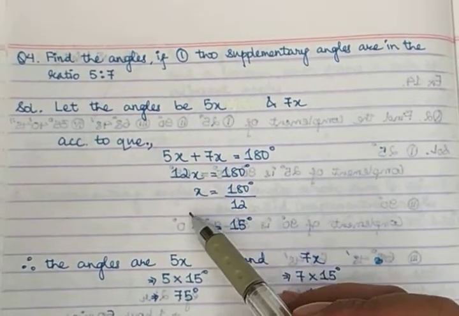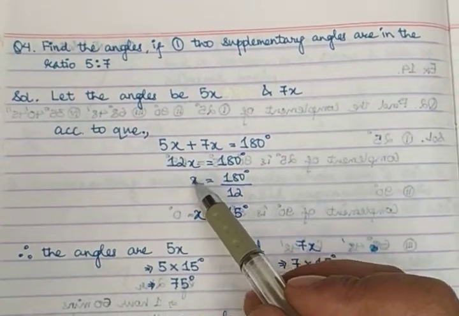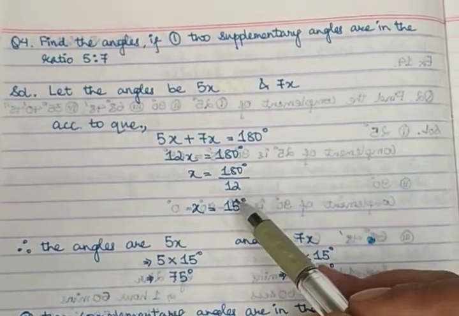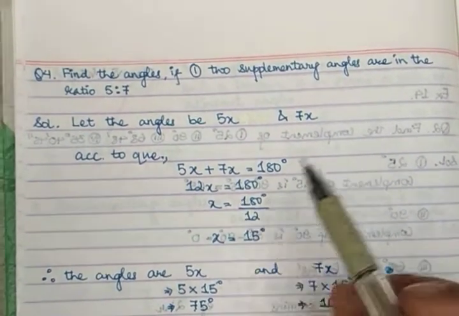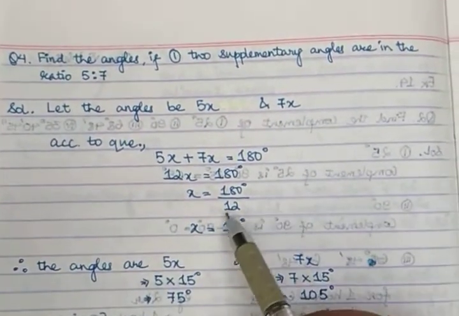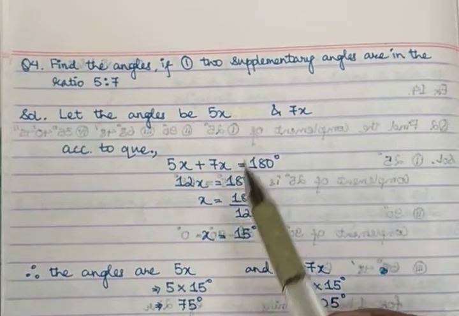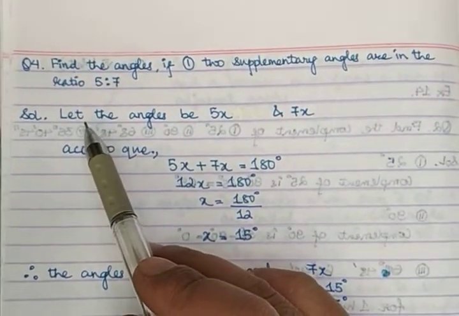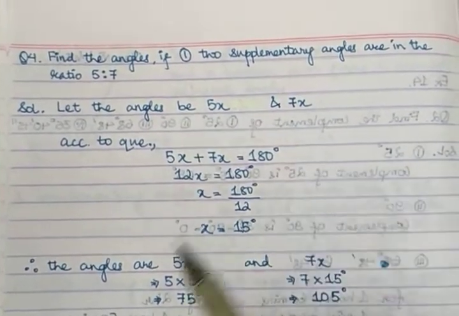Now 12 and x relation is multiplication. I think you know the basics, isn't it? Multiplication goes to the other side, becomes division. So 180 degree divided by 12 will give you 15. Remember, we need to find the angles as well, and here we have just simply found the value for x. What we have assumed our angle as, see, let the angles be 5x and 7x.